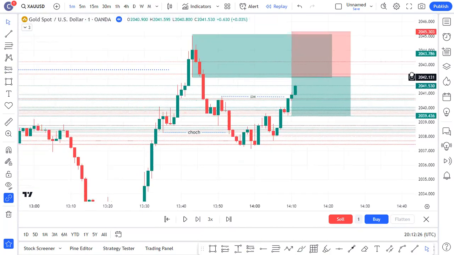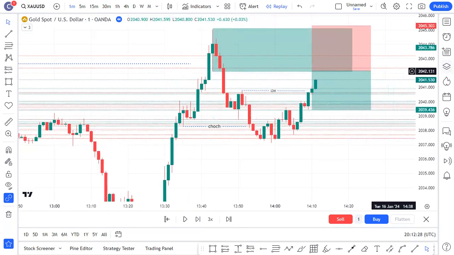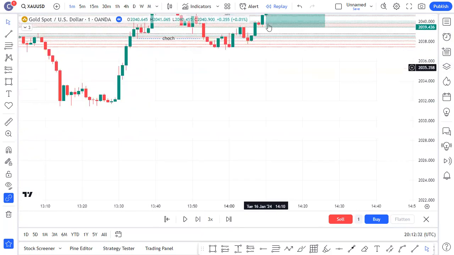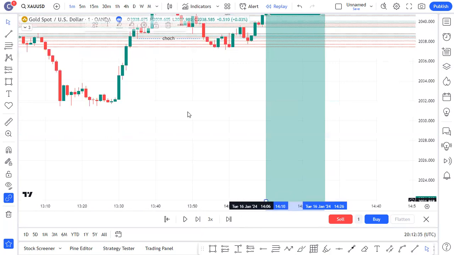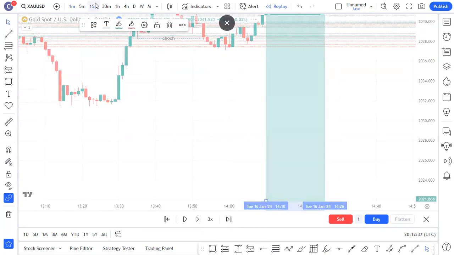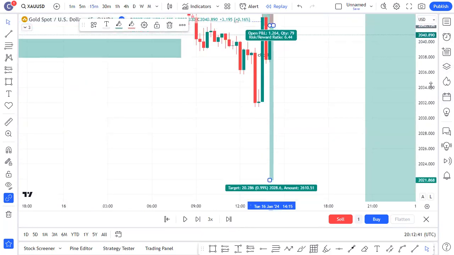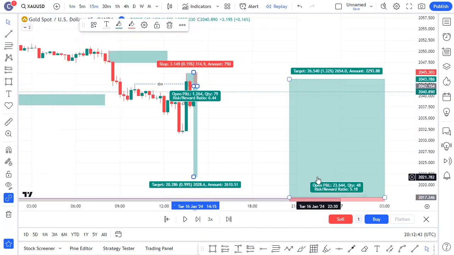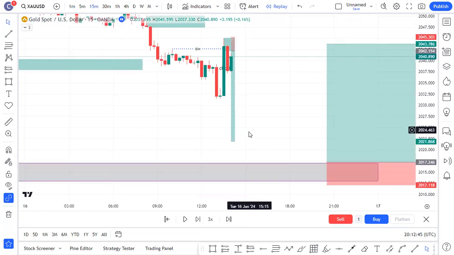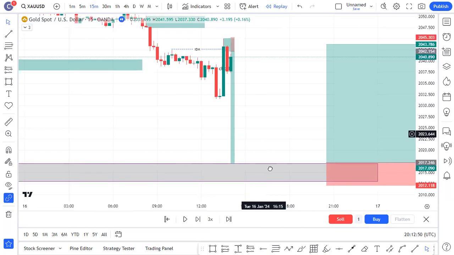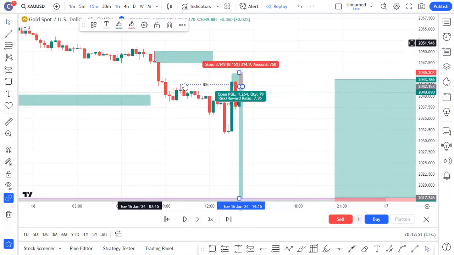You target the 15 minutes low, because I use the 15 minutes as my high time frame. Where do I target? I target the low. Not the 15 minutes, I target the next zone, because this is where the market is going. So that's why I'll target it with my first entry. Let me just lock it.